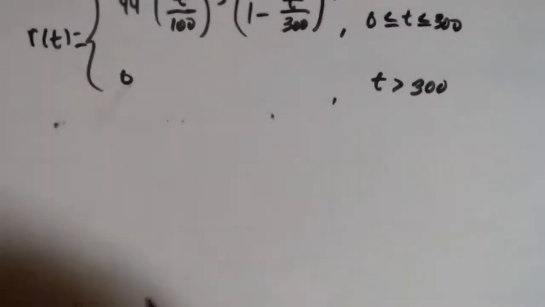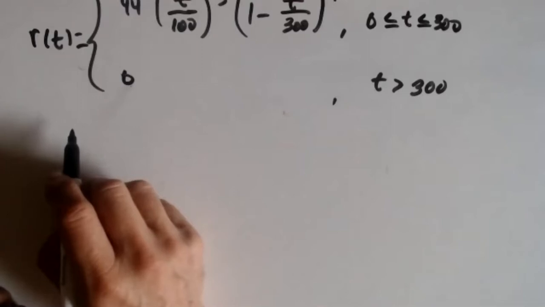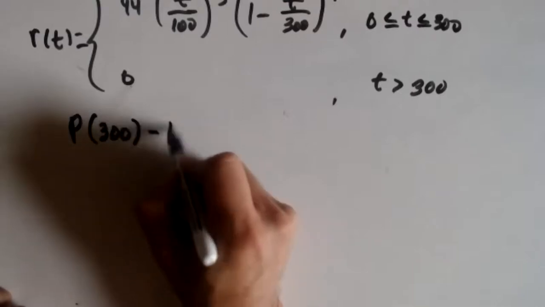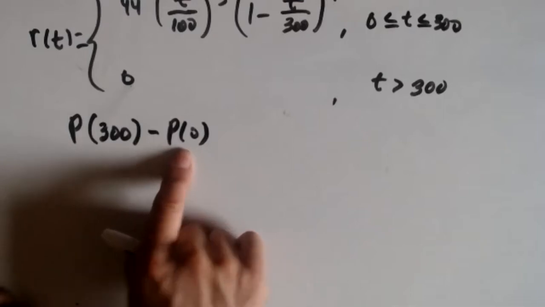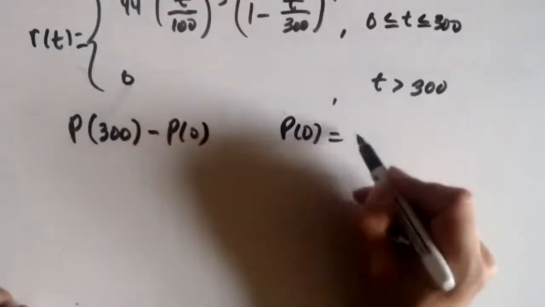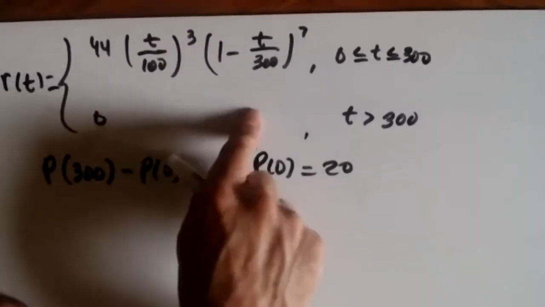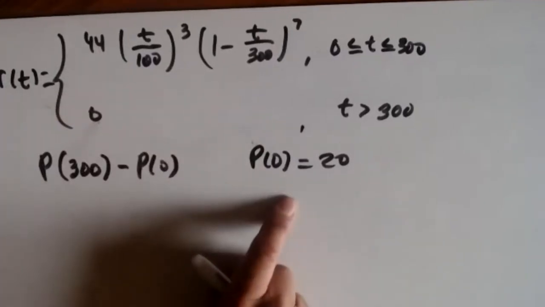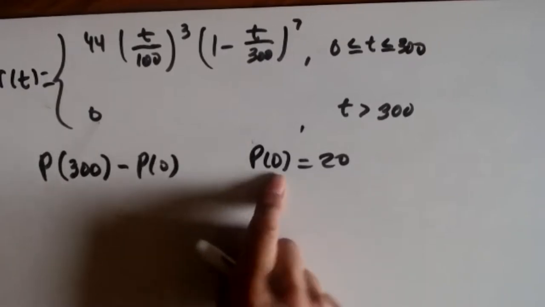So the first question is, how many people enter the line for the escalator from 0 to 300? So I have to do P of 300 minus P of 0. The P of 0 does not count because it's people already in the escalator. So P of 0 equals 20. Then this is the function that models how many people enter the escalator. So it's just the difference between what I get from here minus the 20 that were already in the escalator by time 0. So I have to get this one.